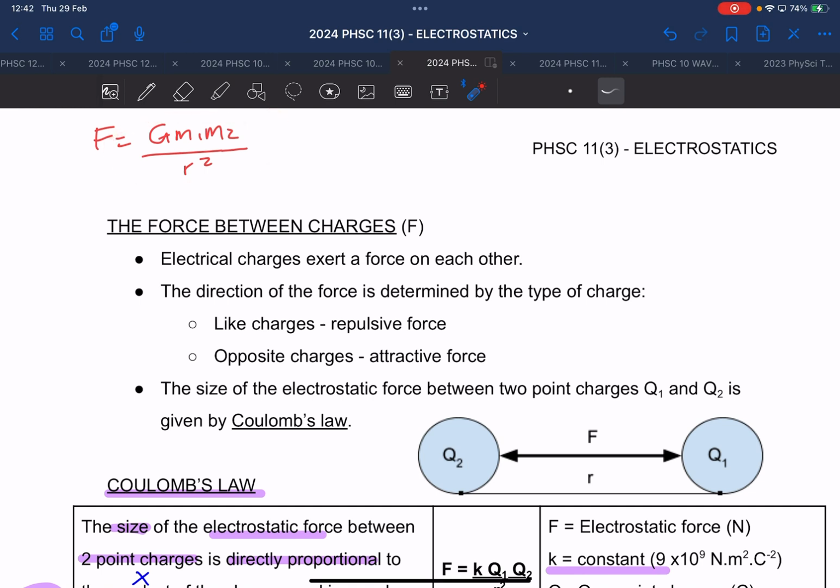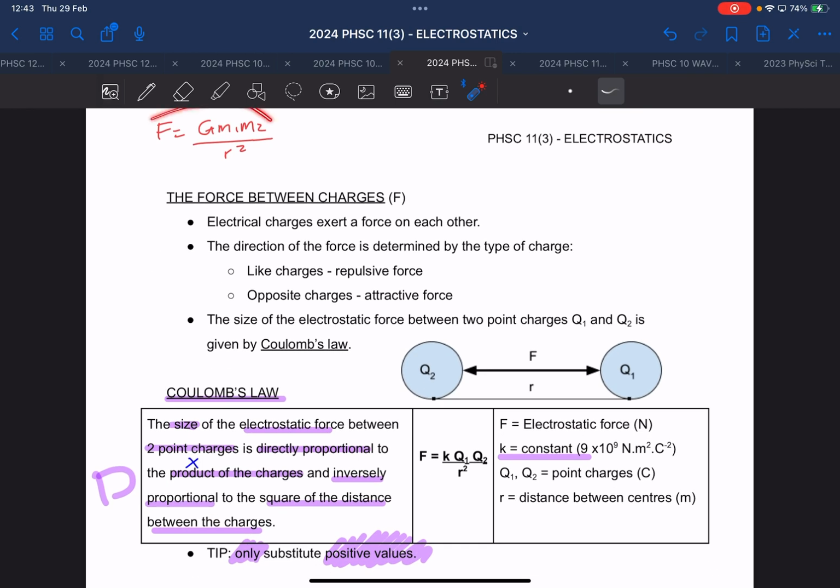Now remember, this is if we have big objects: a planet and another planet, the sun and the earth, a planet. Now we are busy with electrostatic charges. Charges are smaller things. Coulomb's law links. Look at this formula and that formula. They look very similar. Here we are busy with planets and big objects, and here with charged objects. So Coulomb's law sounds similar.